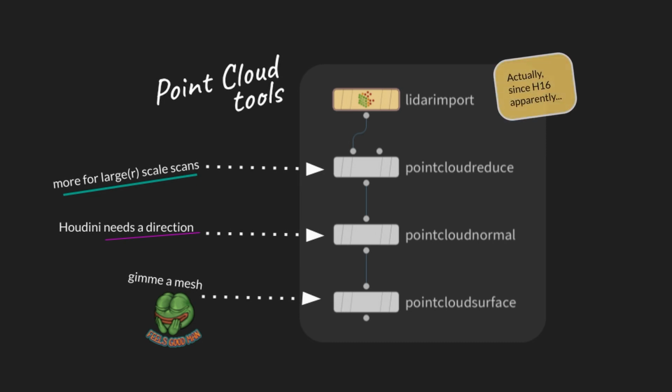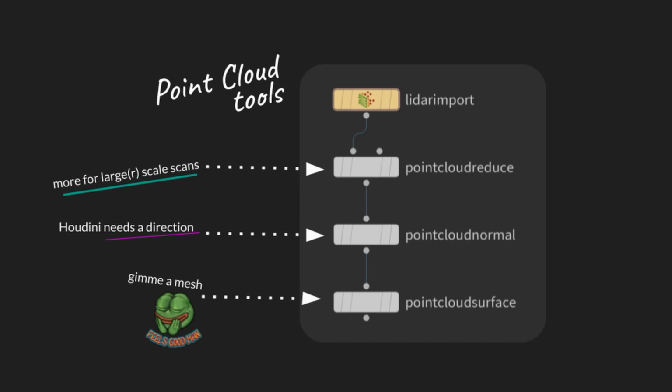So point clouds. In 19.5, there was the LiDAR import, and you could import your scan data. But in Houdini 20, there are nodes for reducing: Point Cloud Reduce removes redundant points that you may or may not need, probably for terrain scans that are very large scale. If you don't want to waste computation time processing and meshing everything, you can just cull them. Then there's the Point Cloud Normal, where Houdini needs to be told a direction to generate a surface, and then you get a mesh with the Point Cloud Surface. All of these have settings within, and we're going to take a look at some of these today.